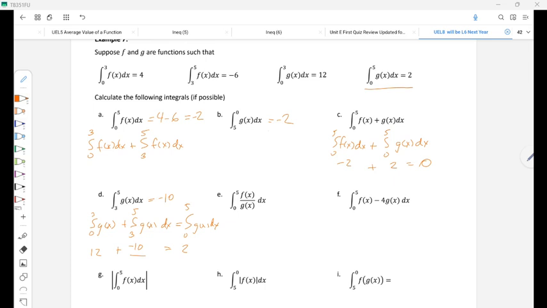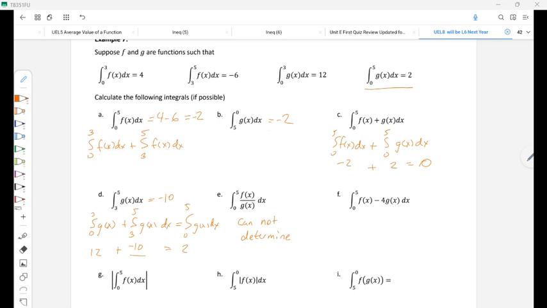Letter E. You cannot do it, that is a quotient. Nope. What's wrong with the next one? I have subtraction and I have constant multiple. I have a property for addition and subtraction. I know I only wrote it as addition, but that is addition. It's plus -4 g of x at the heart of it. So that follows the addition property.